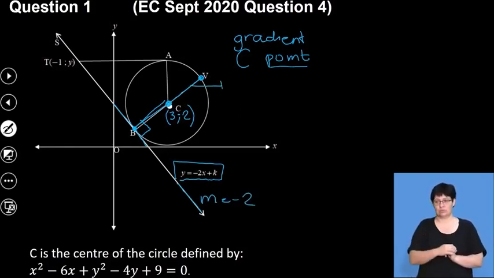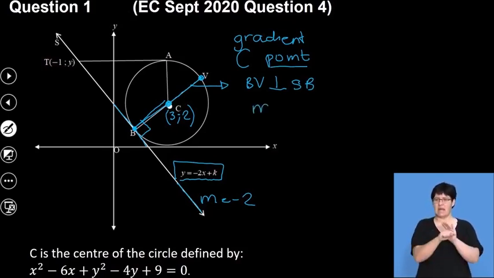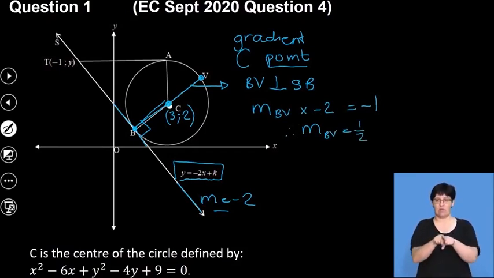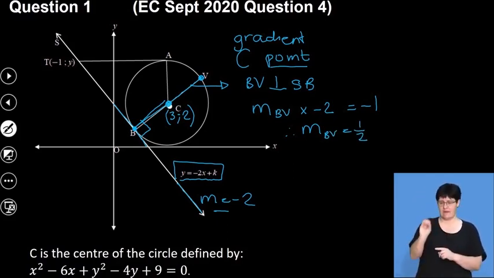So therefore, the gradient of BV is perpendicular to the line SB. So therefore, the product of their gradients must be equal to -1. So the gradient of line BV times -2, which is the gradient of line SB, must be equal to -1. And therefore, we know that the gradient of line BV is equal to 1/2. And always just take a moment to think about whether it makes sense. We expect BV to have a positive gradient, and it does. Okay, so it's 1/2.